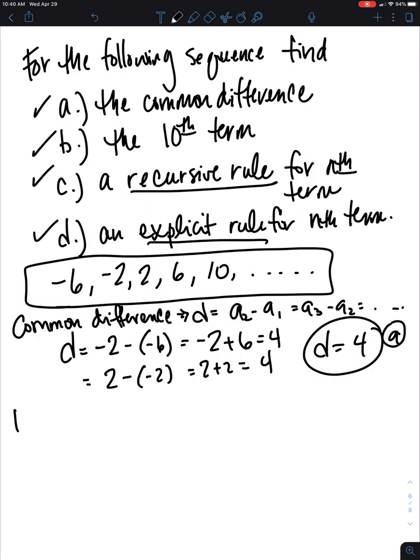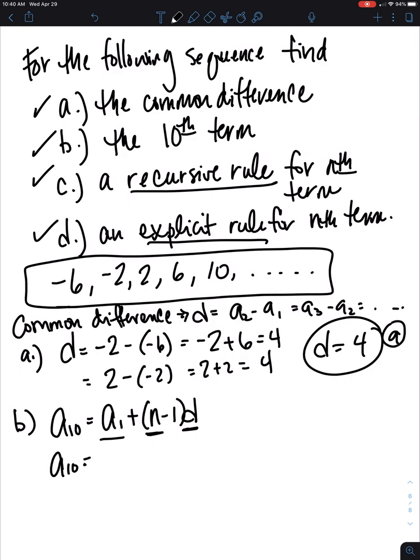All right, so let's do B now. So this was A. B says find the 10th term. So I'm going to use this rule right here, because we know the first term. We know the number we're trying to find. We're trying to find the 10th term. And then we know the D. So the 10th term, it's going to be a1. So this is a1. This is your first term. So negative 6 plus, we're trying to find the 10th term, n. This is n.